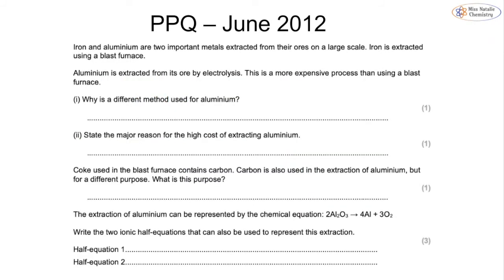If we finish off with the June 2012 question, so iron and aluminium are two important metals extracted from their ores on a large scale. Iron is extracted using a blast furnace. Aluminium is extracted from its ore by electrolysis, and this is a more expensive process than using the blast furnace. So part 1, why is a different method used for aluminium? Well, aluminium is a more reactive metal.